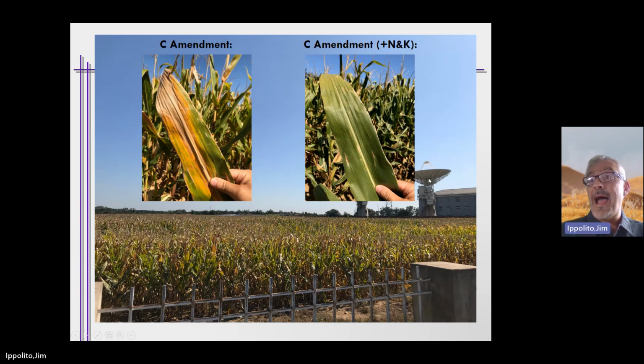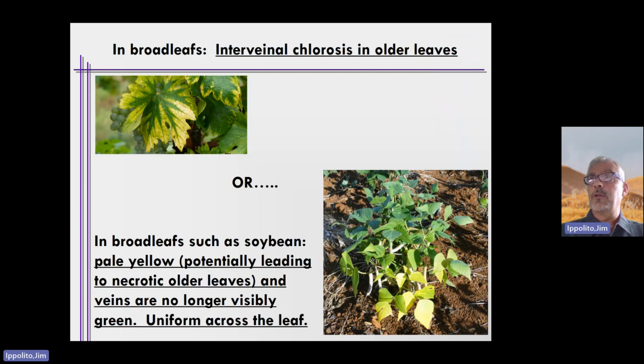So that's grasses or corn. What about broadleaves? Broadleaves, you typically see interveinal chlorosis, but it's in older leaves as well, right? Because nitrogen is translocated from the older leaves to the newer leaves.